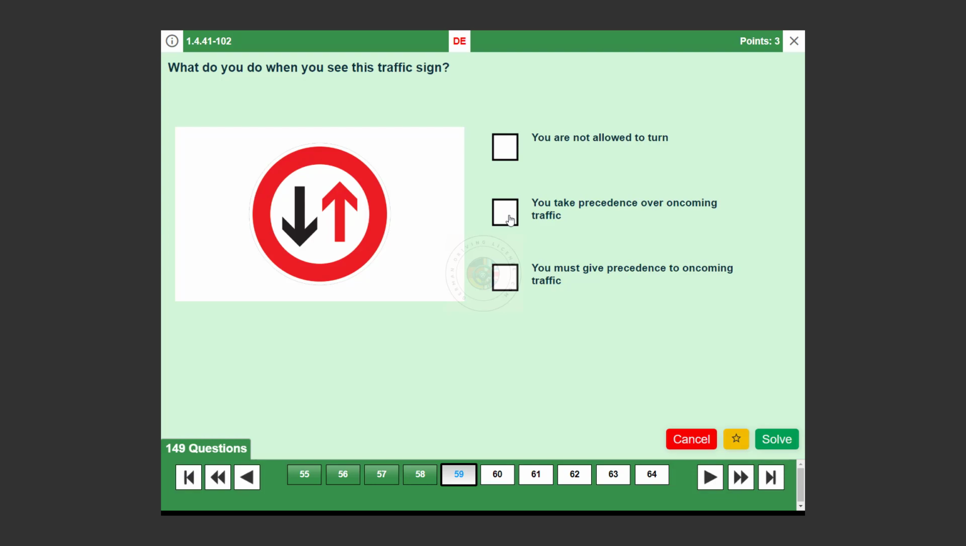False. This interpretation is incorrect. The sign actually requires giving priority to oncoming traffic. You must give precedence to oncoming traffic. True. It's mandatory to allow oncoming traffic to pass first, ensuring safe and orderly traffic flow.